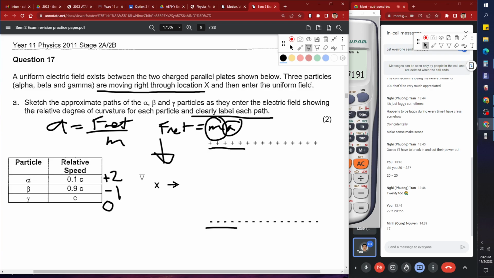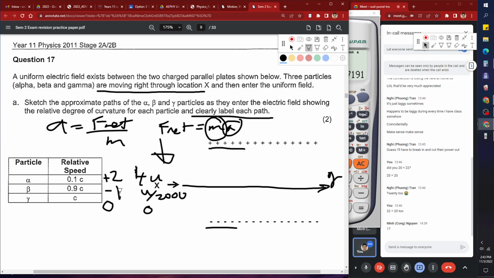So alpha is really massive. It's 4u. Okay, this one is so tiny. It's like u divided by 2,000. So it's really small. And then this one is 0. So it's really easy. The gamma is super easy. It just goes straight through because it's not charged, so it's not attracted to the other side.